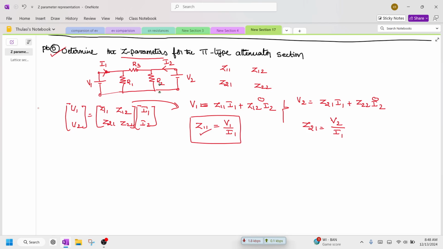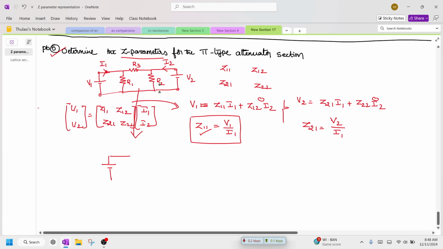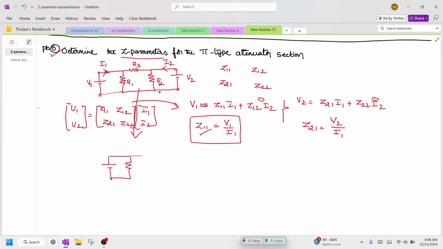So now let's try to find out Z11. What is Z11 in this equation? We need to make I2 equal to 0. When you make I2 as 0, you can see there's no current, and automatically the network is solved in this fashion. So you have an R3 resistor, R1 as well as continued with R3 and continued with R2, R1, R3 and R2. Now this is open circuited.